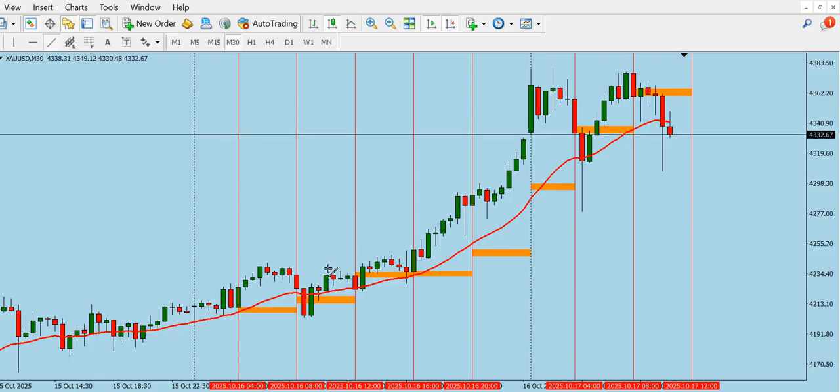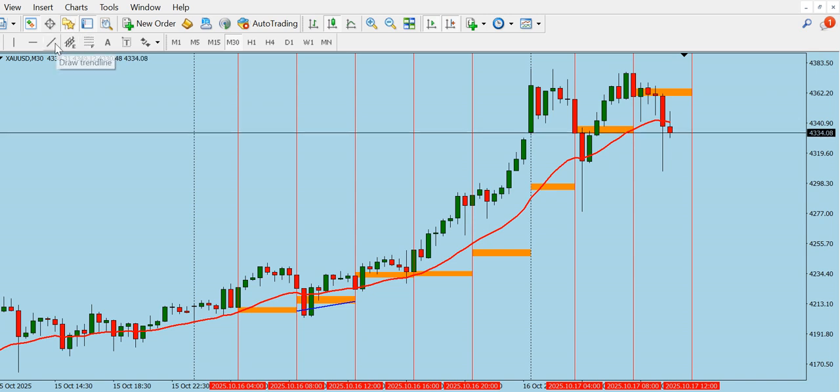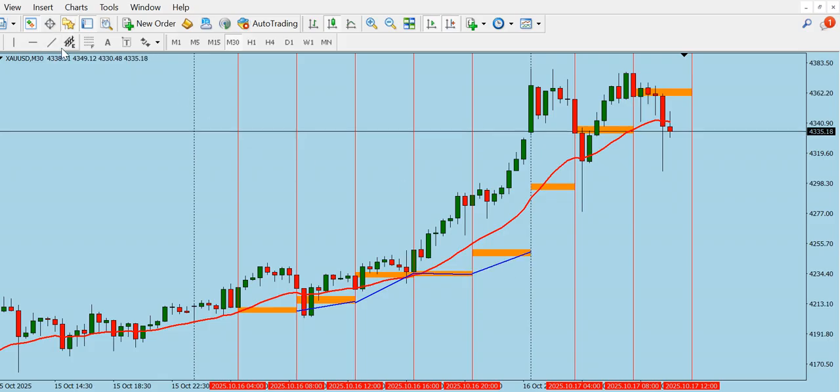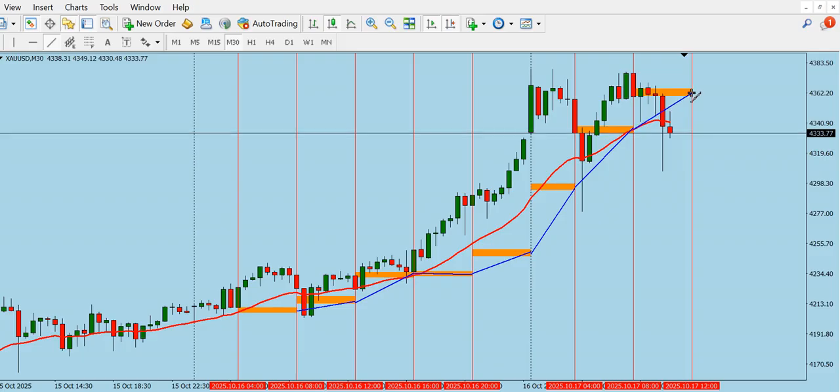Now we're going to connect the end of each support resistance marker with diagonal lines. Connecting the end of all the markers with diagonal lines, just like what I'm doing. All right, connect the ends with diagonal lines.